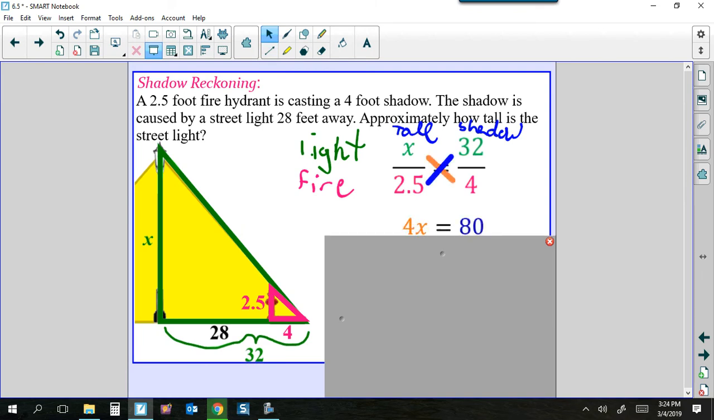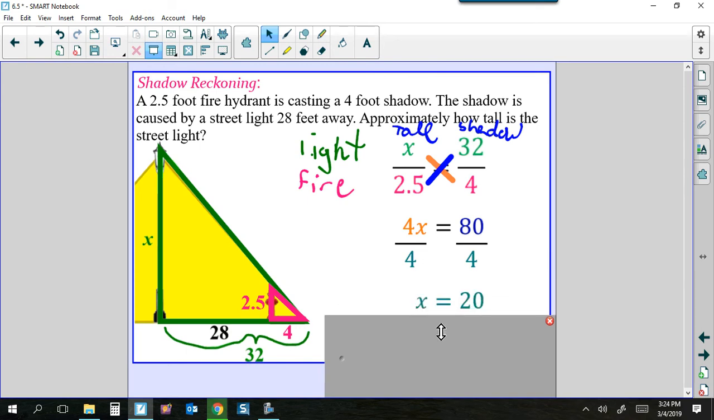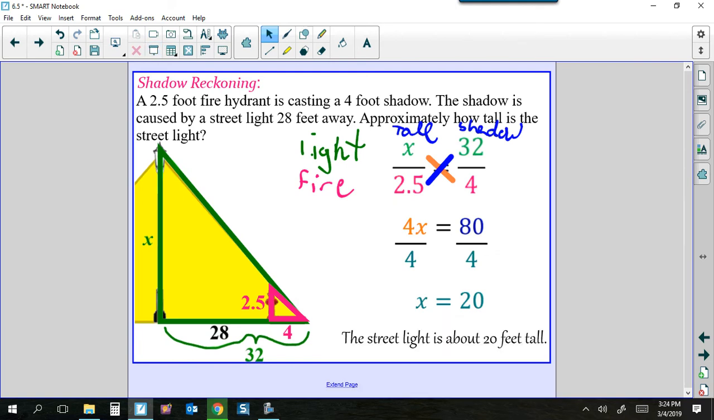So the first thing we get is that 4 times x is going to be 4x. 2.5 times 32 is going to be 80. We're going to use the division property of equality by dividing 4 on both sides, and we end up getting that x is 20. One more thing we want to mention, because these are word problems, you want to answer your word problem with words, so we expect to see a sentence written for our answer. So the question is approximately how tall is the streetlight? Our answer would be that the streetlight is about 20 feet tall. Perfect. Let's go ahead and try another one.